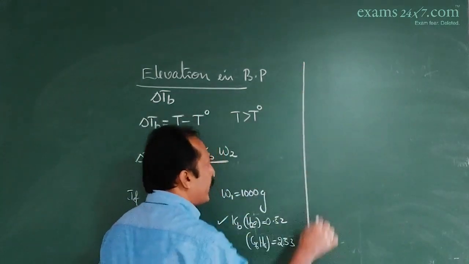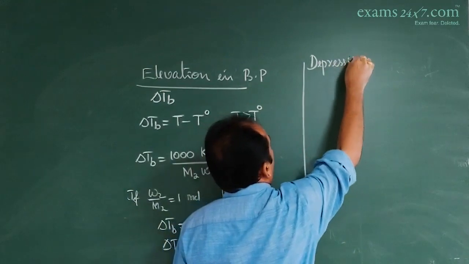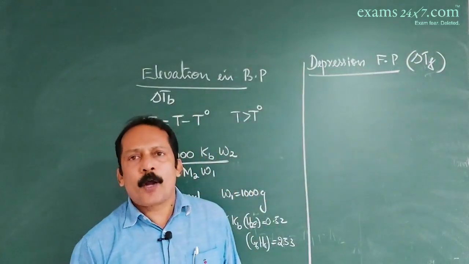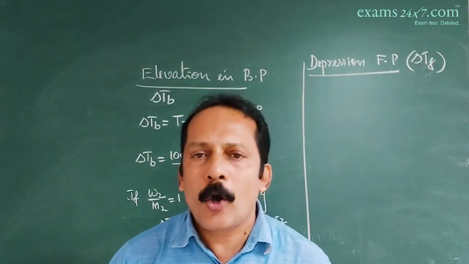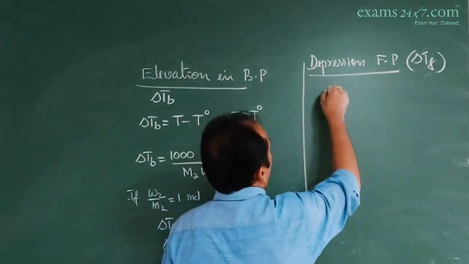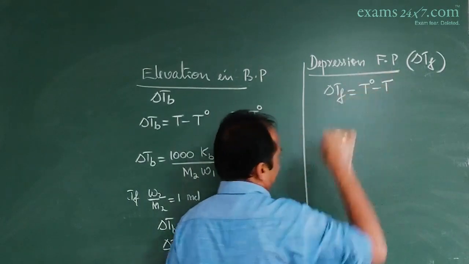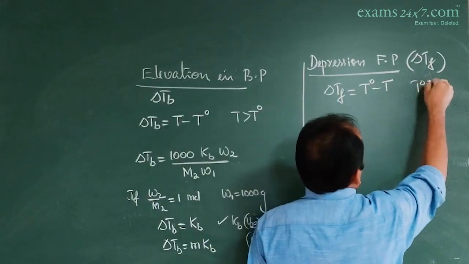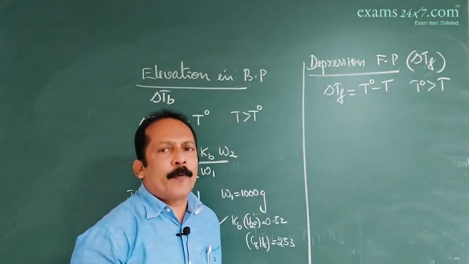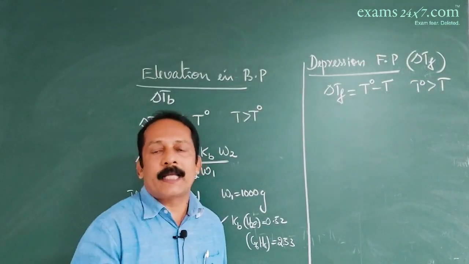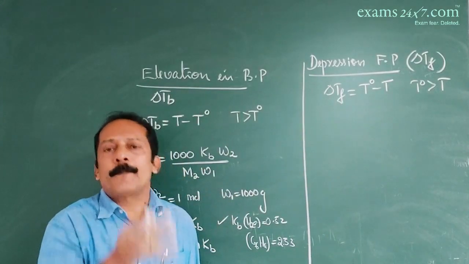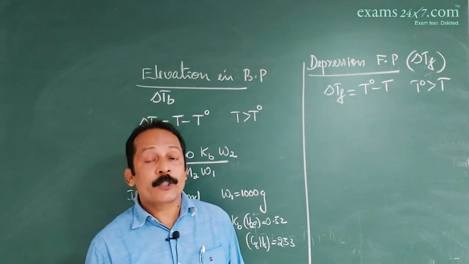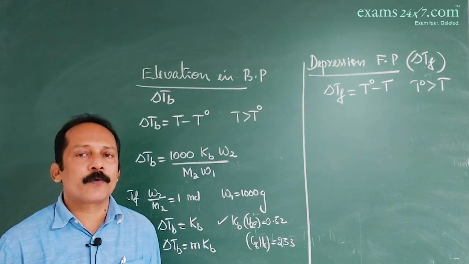Next, about depression in freezing point, delta Tf. The freezing point of the solution is always less than the freezing point of the pure solvent. Therefore, delta Tf is equal to T naught minus T, the difference between the freezing point of the pure solvent and the freezing point of the solution. Here T naught is greater than T. Therefore, when salt is added, the freezing point of the solution decreases. In the case of boiling point, when salt is added, the boiling point of the solution increases. That's related to vapor pressure. The vapor pressure of the pure solvent is always greater than the vapor pressure of the solution.